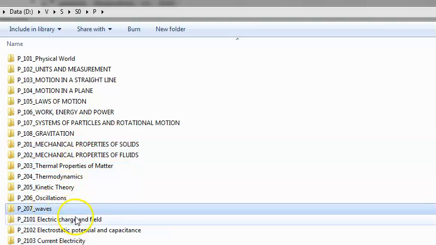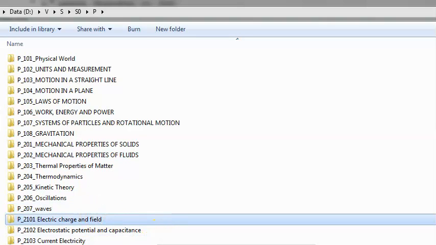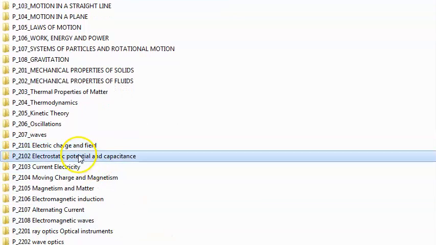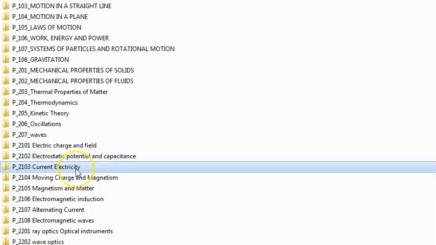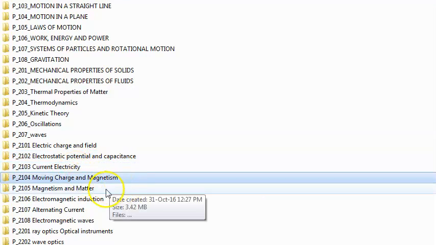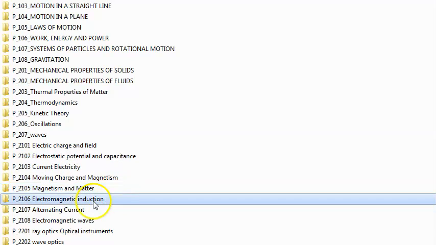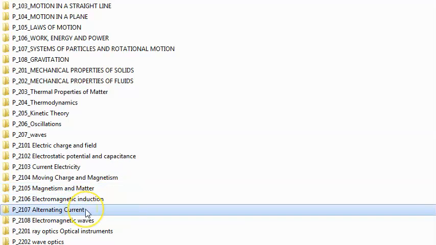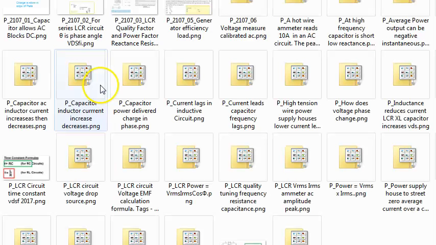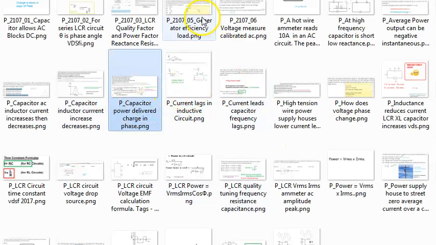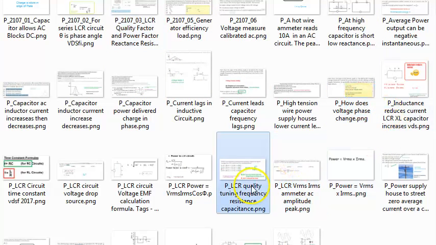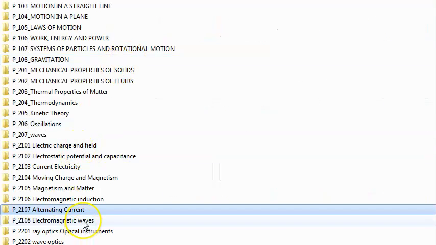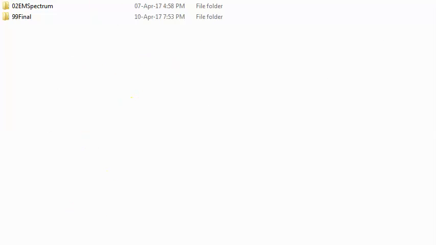Kinetic theory, oscillations, waves, electric charge, field, electrostatic potential, capacitance, current electricity, moving charge, magnetism, magnetism and matter, electromagnetic induction, alternating current, AC. In this, what will you see? Capacitor, LCR, power supply. Then electromagnetic waves. What will you look at in this?